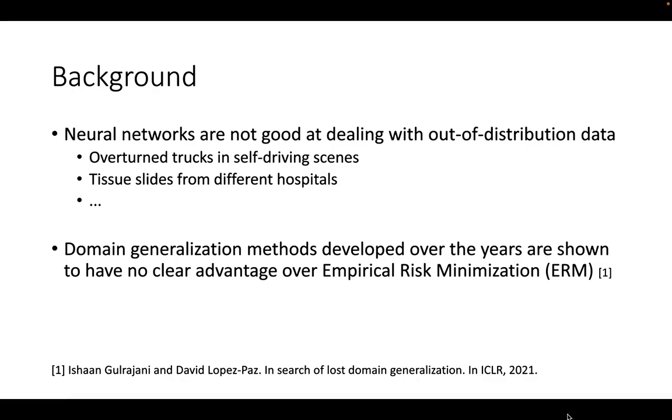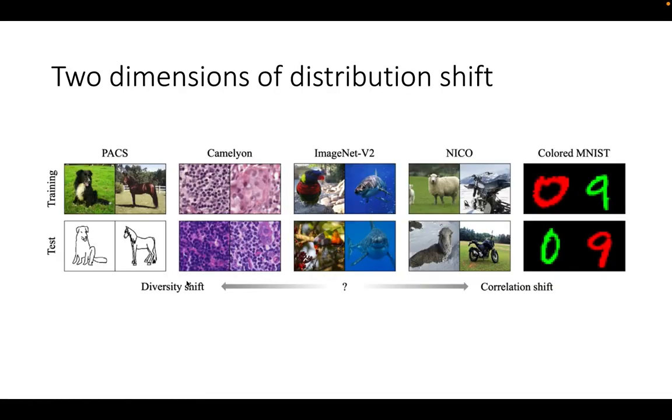Although the problem has been extensively studied in domain generalization for years, it is not until recently that most domain generalization algorithms are shown to have no clear advantage over empirical risk minimization, while the reason is left unexplained. To unravel the mystery, we find that incumbent datasets can be generally divided into two groups.